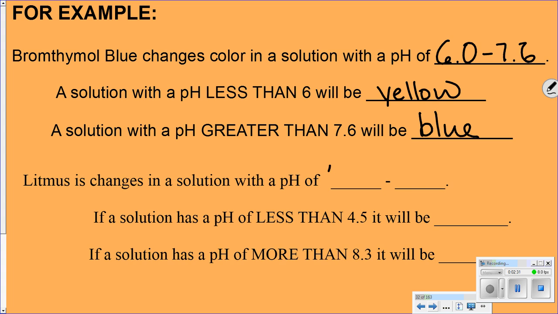The litmus change range is 4.5 to 8.3. Anything at a very low pH, below 4.5, will be red. Anything greater than 8.3 will be blue. For sure, guaranteed.